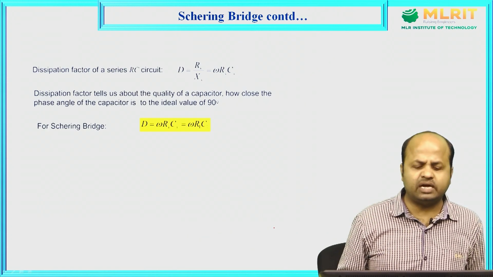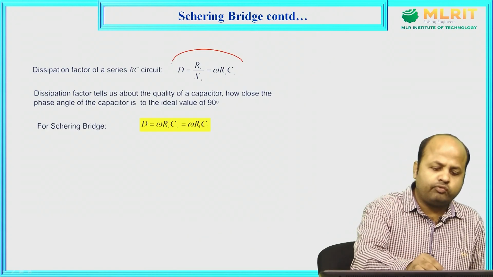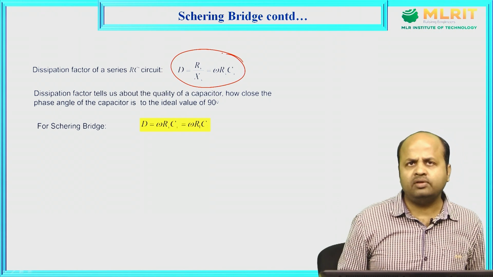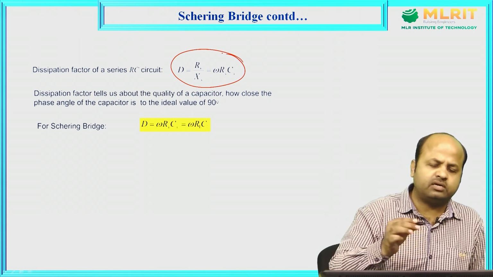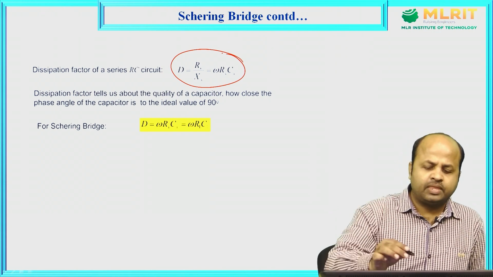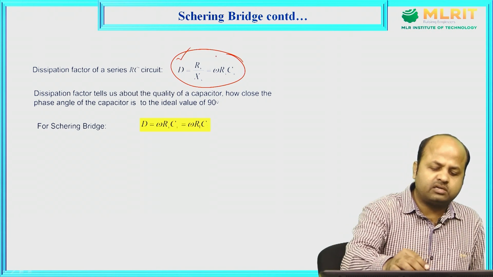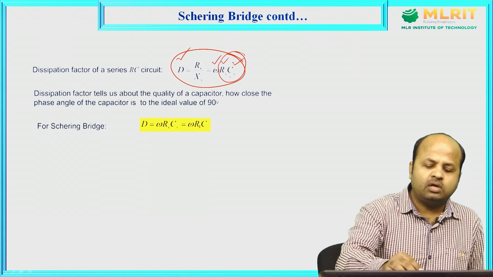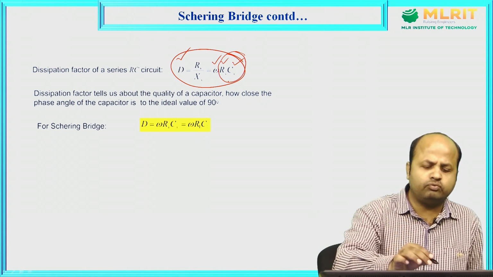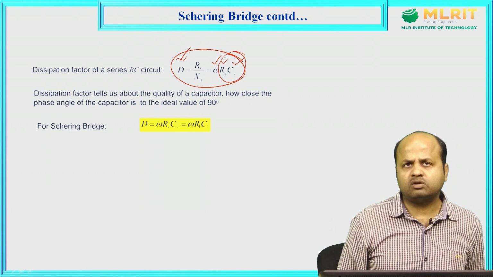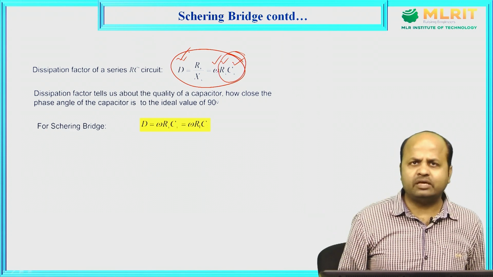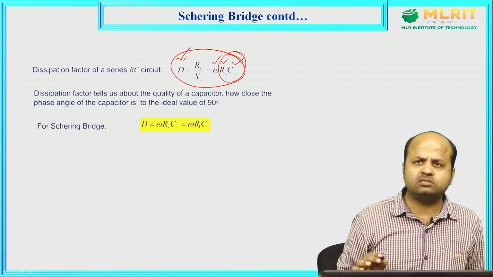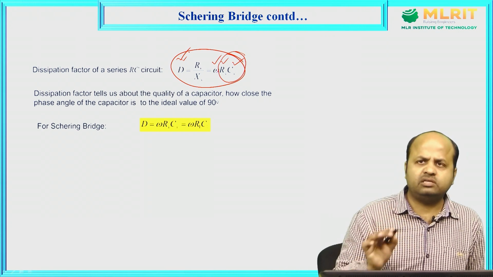Here we can also find the dissipation factor of a capacitor. So how to find the dissipation factor? The dissipation factor is equal to omega into Rx into Cx. Already we have found Rx and Cx, so just substitute the values and we can find the dissipation factor of a capacitor. So by using Schering bridge, we can find the unknown resistance, unknown capacitance as well as the dissipation factor of a capacitor.